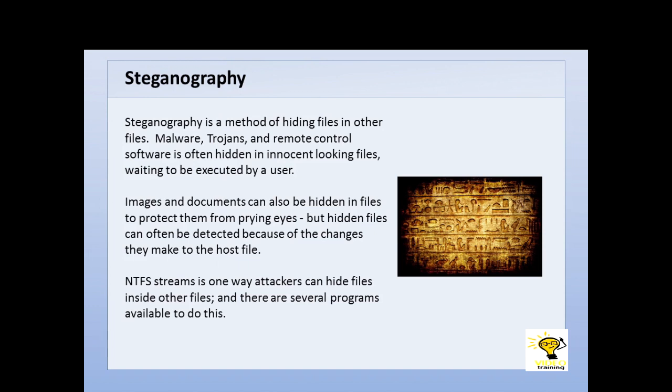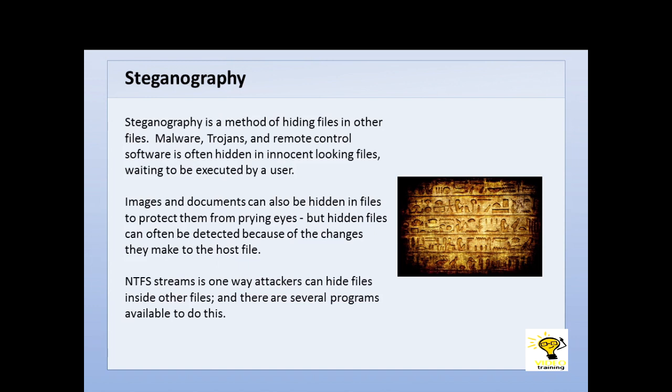A hacker can hide malware, trojans, and even remote control software in innocent-looking files just waiting to be executed by a user. Users can also hide images and documents in files to protect them from curious eyes, but there are ways to find these hidden files. Visually, you might not see them, but there are programs that can detect them. This is typically because of the changes they make to the host file.